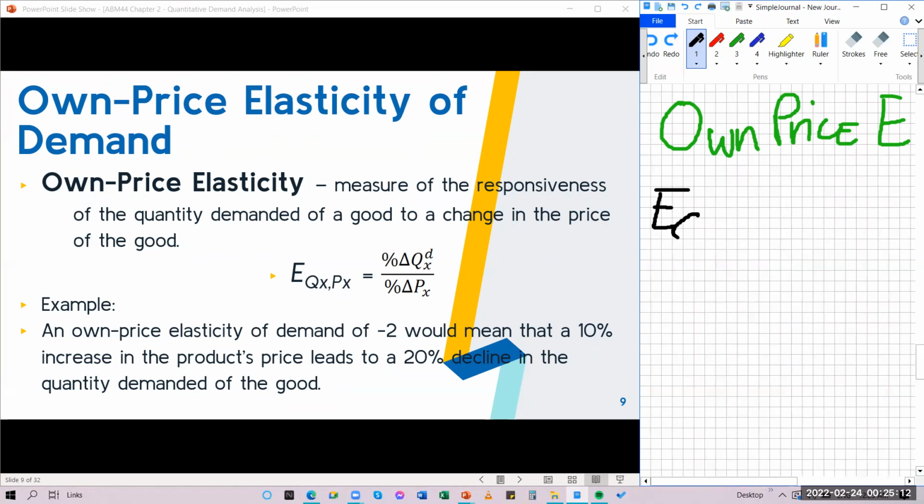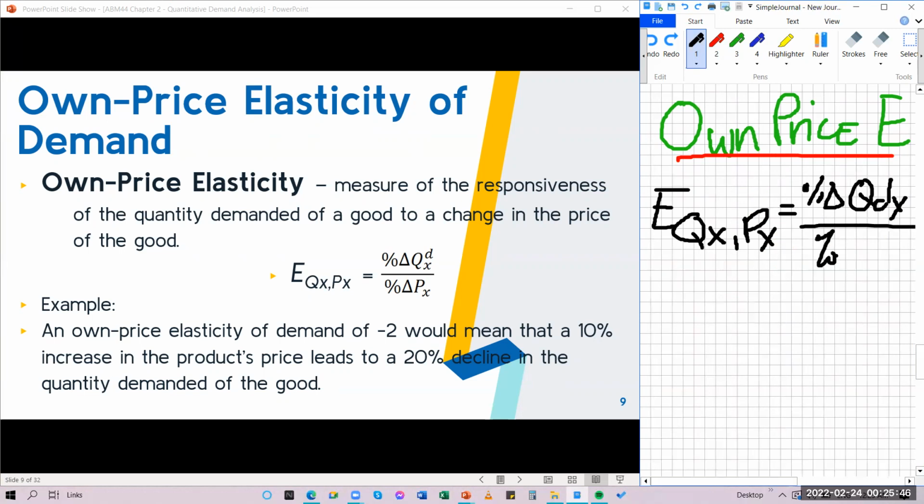Again, elasticity, the general formula: quantity of X and the price of X. The price of X is what we are looking for at the moment. So whatever we put here would be the variable that we will be looking for. So we are going to look for the own price elasticity, from the word itself, the price of your commodity. So own price elasticity is equal to the percent change in quantity demanded of good X over the percent change in price of good X. So this is the general formula.